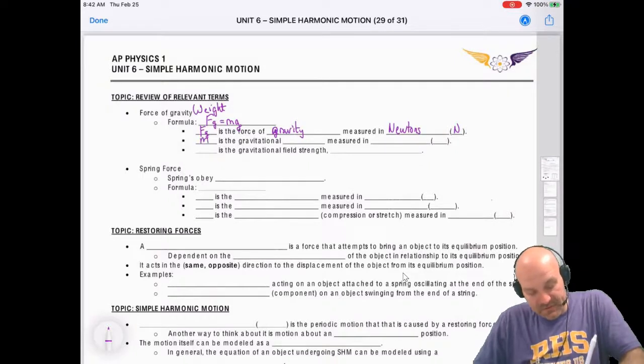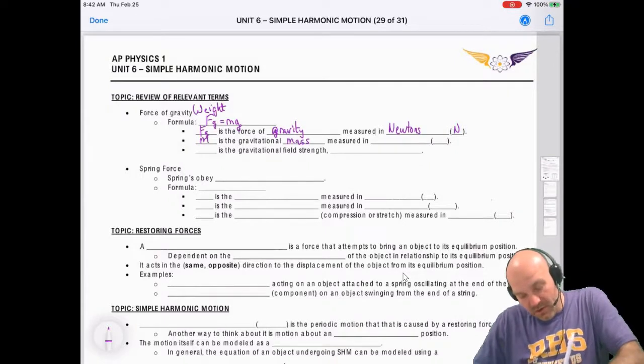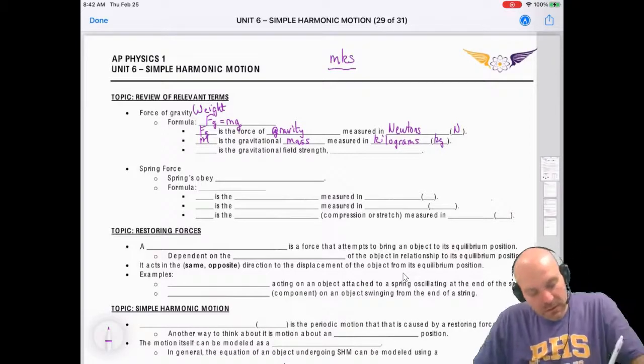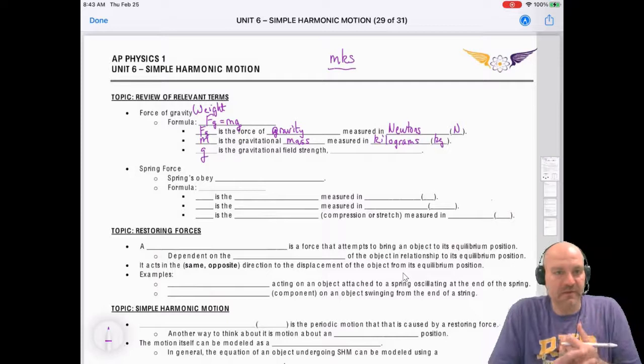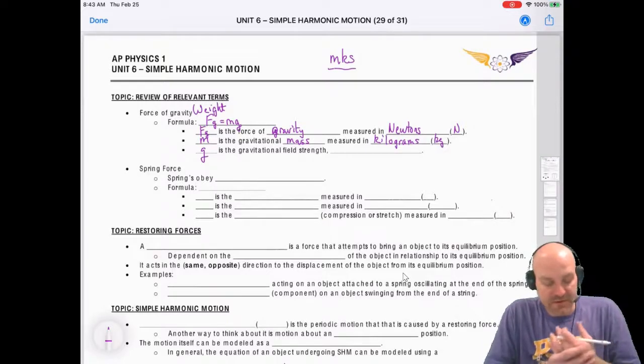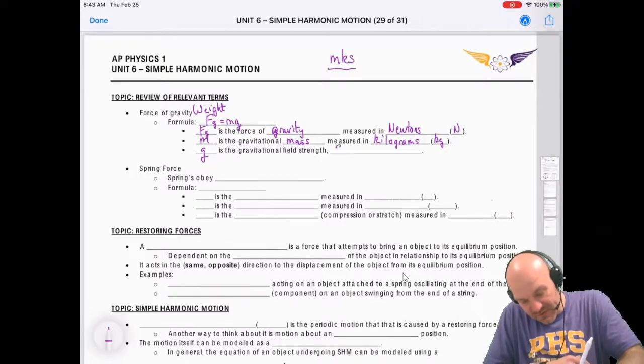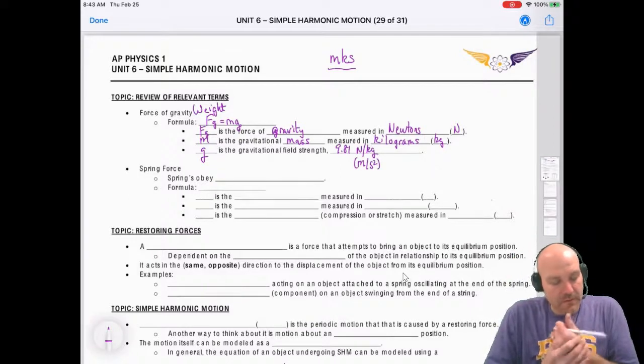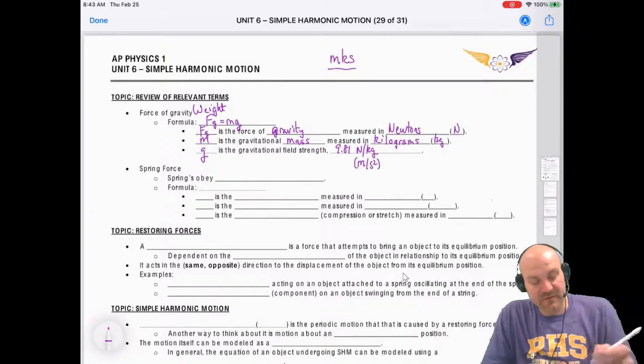m is the gravitational mass, and all masses are measured in kilograms. So if you're given it in grams, you need to convert to kilograms because remember, physics uses the MKS metric system. g, sometimes we call this acceleration due to gravity, but the more technical term is the gravitational field strength, and it has a value of 9.81 newtons per kilogram, which is also meters per second squared.